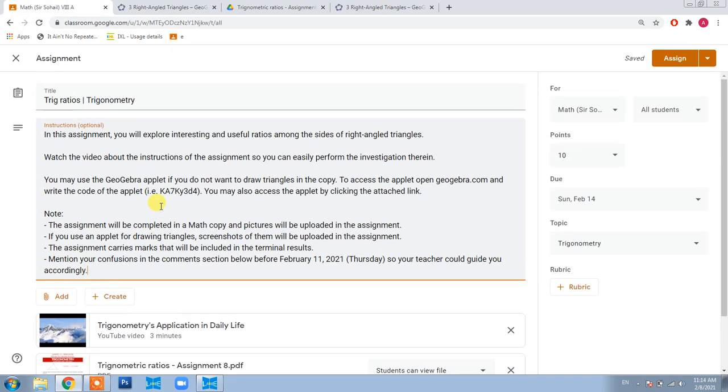I hope you will find it interesting, and the facts you will explore will be very interesting for you. The marks of the assignment are 10, and the due date is coming Sunday, 14 Feb. And the topic is trigonometry.